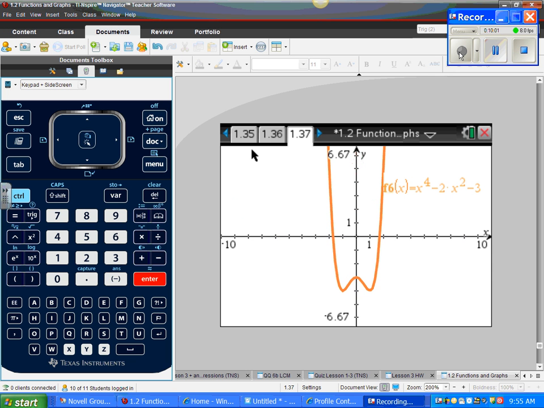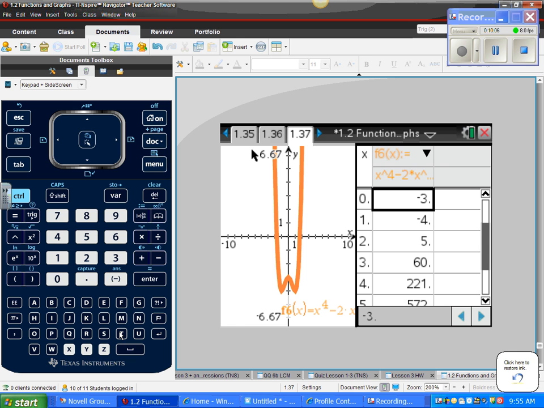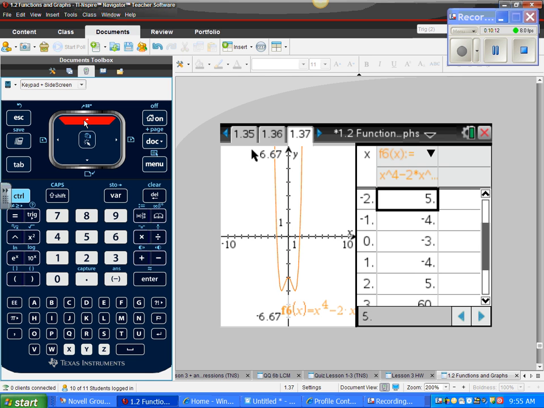As a matter of fact, let's take a peek at what that table looks like. Okay, so here's our table. And if you notice, the values are 3, 60, then 5, -4, -3, -4, 5. So the smallest value for us is going to be a -4. Okay?